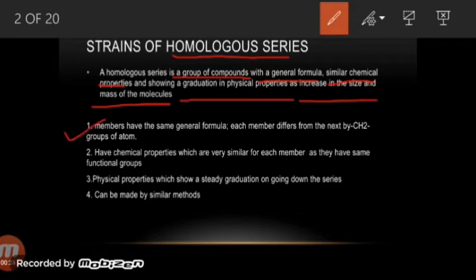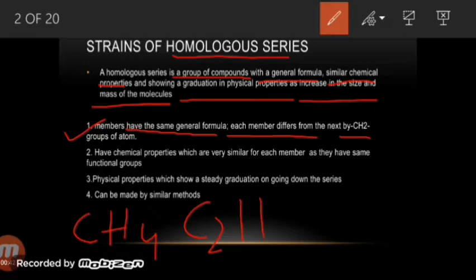There are different strands of homologous series. So the first one is that the members have the same general formula. Each homologous series possesses different members, and all of them will have the same general formula. And each member differs from the next by CH2. Let's take an example of alkanes. CH4 is methane, C2H6 is ethane. So here you can see the difference between both these molecules is CH2.